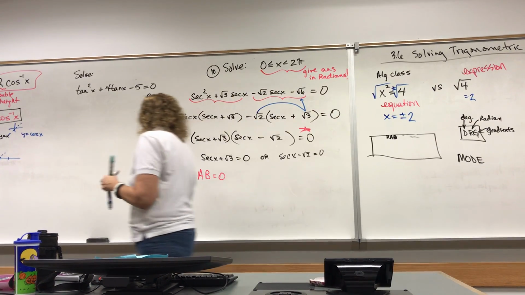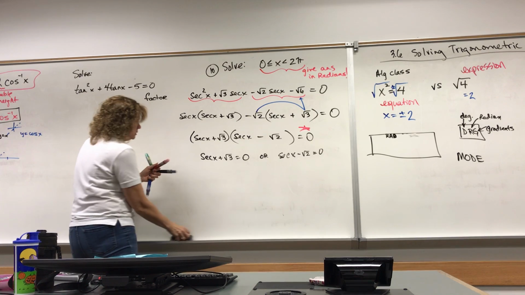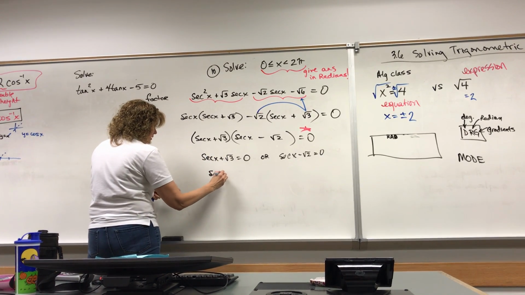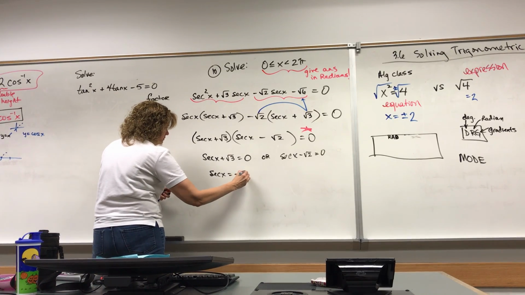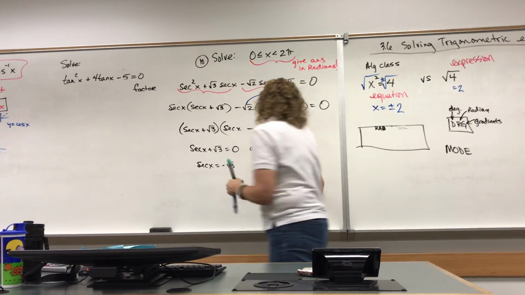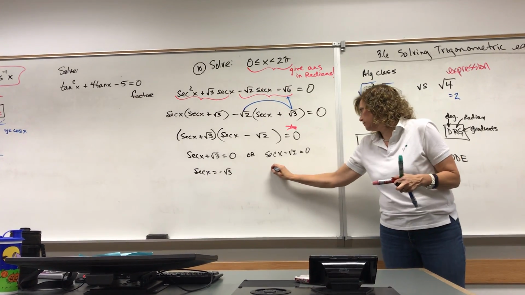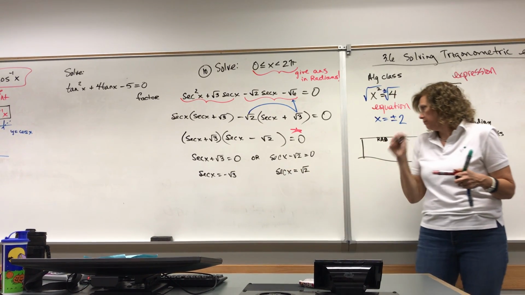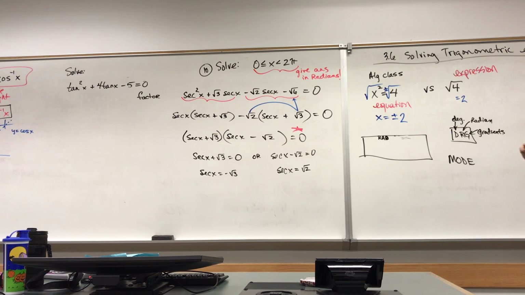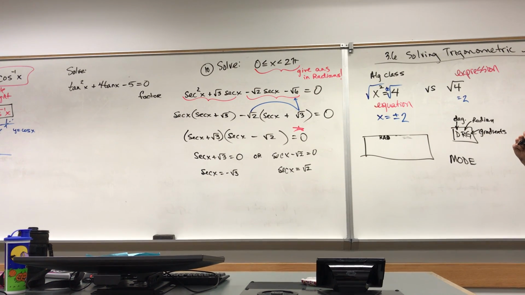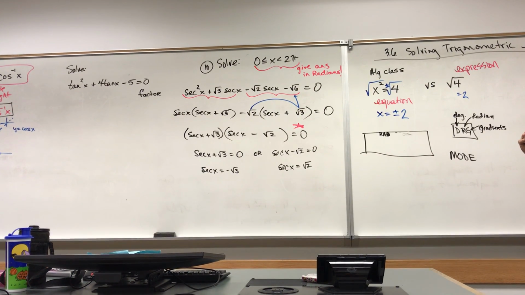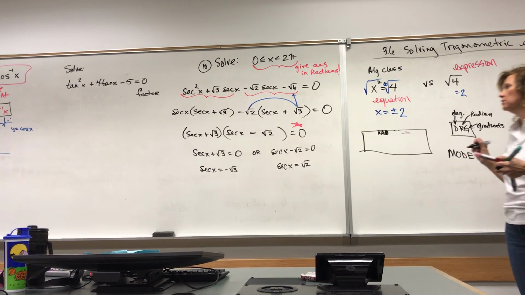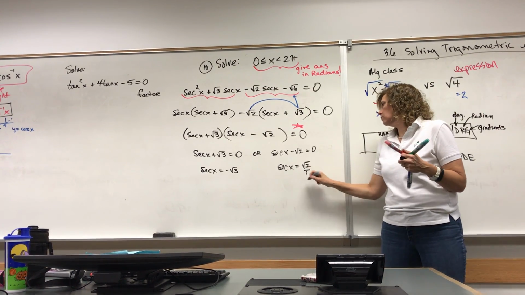All right, so secant x, bring the square root of 3 to the other side. Secant x is equal to negative root 3. Secant x is equal to positive square root of 2. Do you like secant, or do you want to convert it to cosine? I don't like it. You don't like secant? So this is over 1.